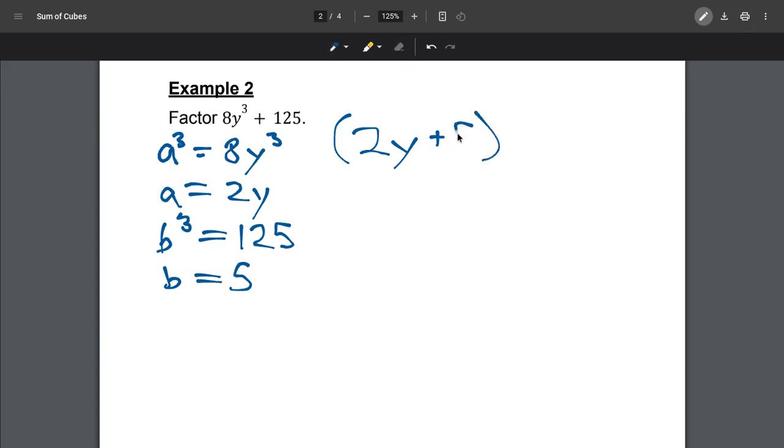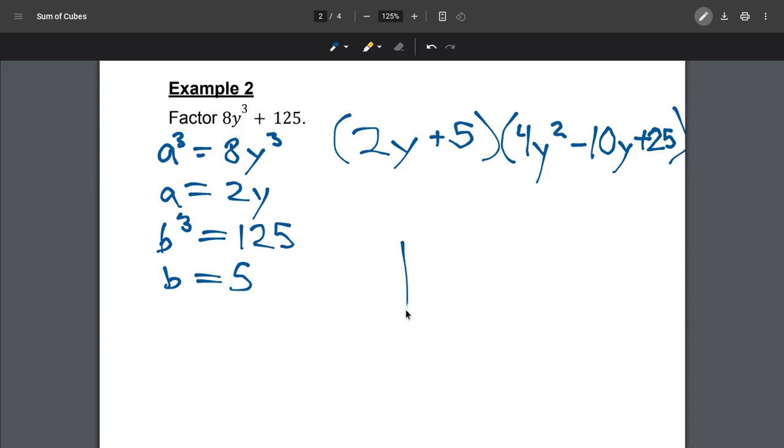Okay, times a squared. So 4y squared minus ab. So minus 10y plus b squared. So plus 25. Should probably give myself a little extra room here.